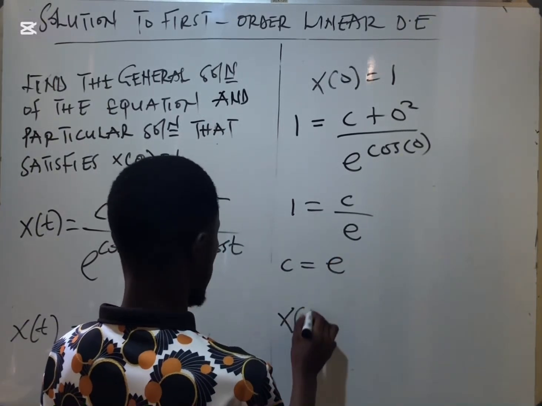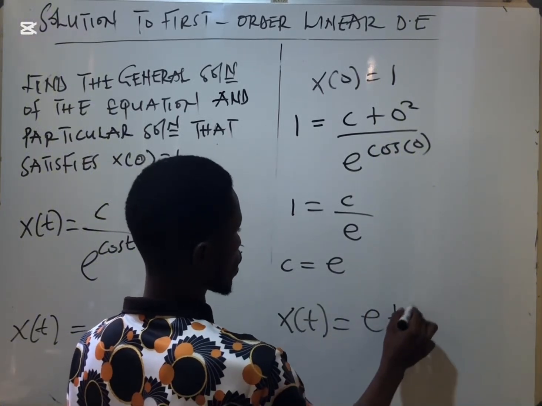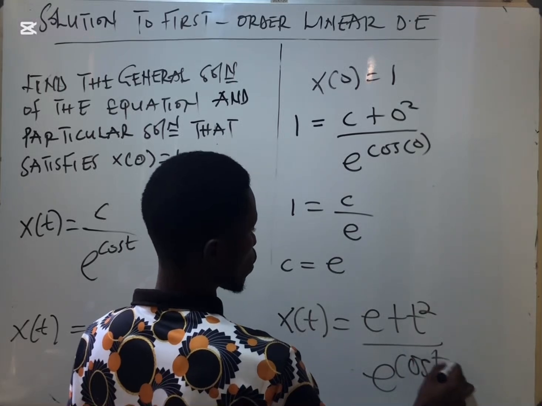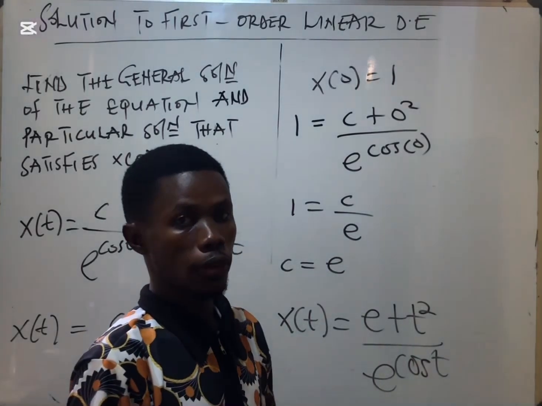Therefore, our final answer is now going to be, our c is e, so we are going to have e plus t squared all divided by e to the power cos t. So this is the final answer to that.